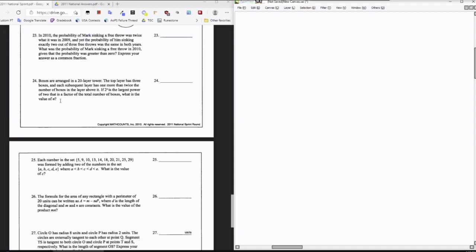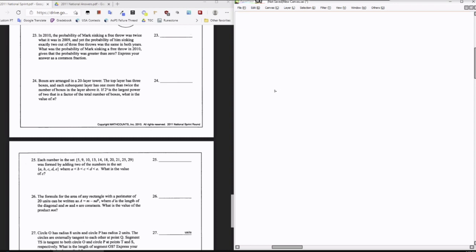Okay, number 24. Boxes are arranged in a 20-layer tower. The top layer has 3 boxes, and each subsequent layer has one more than twice the number of boxes in the layer above it. If 2 to the power of n is the largest power of 2 that is a factor of the total number of boxes, what is the value of n?